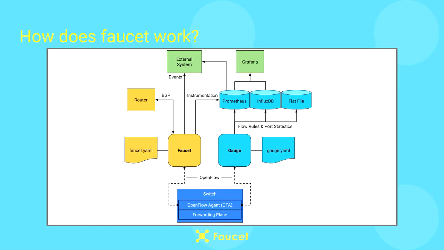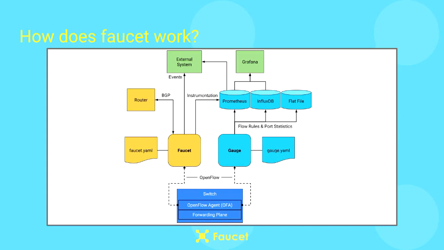We actually have 2 controllers in Faucet: Faucet and Gauge. Faucet's our read-write controller. It ingests a config file in YAML format, composes some OpenFlow rules and pushes them down to your switch. And then Gauge is our read-only controller. It communicates with all your switches on your network and polls periodically for statistics.